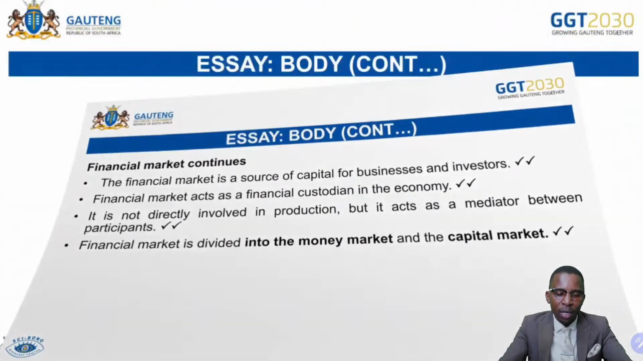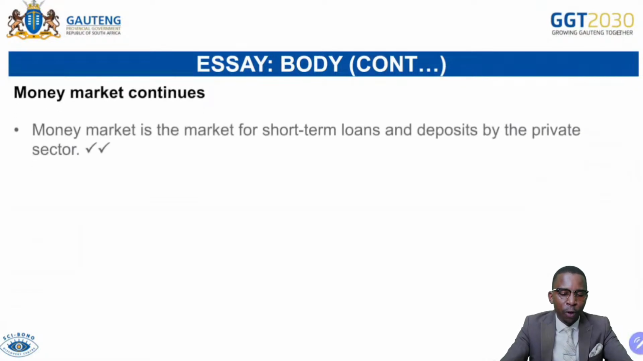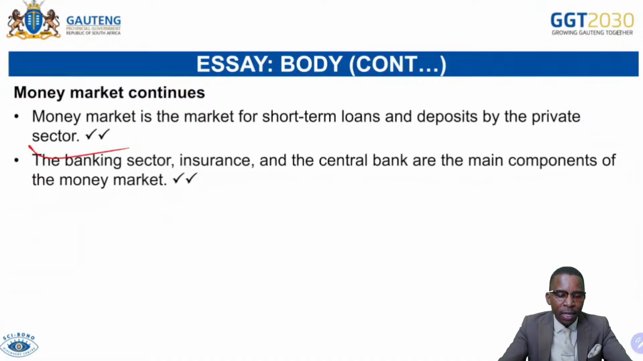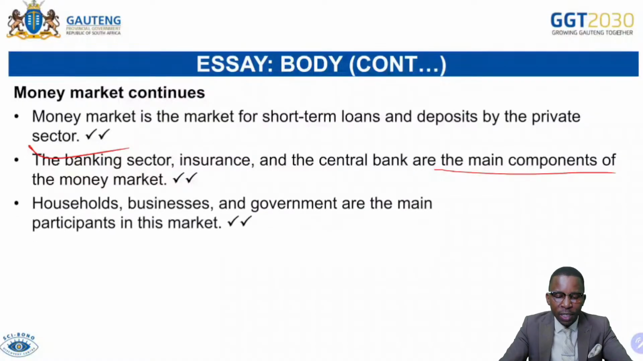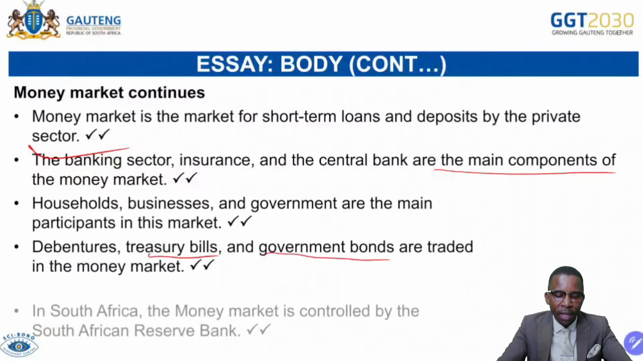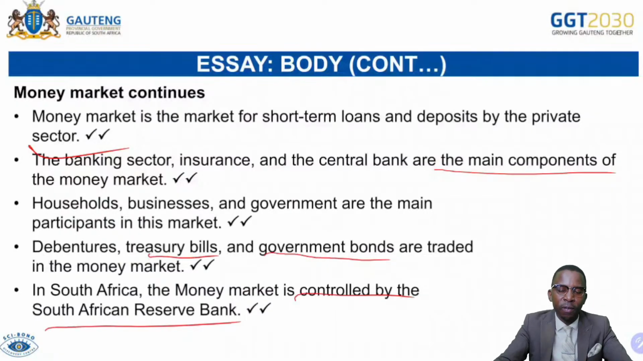Then we go to the money market. Remember, the money market is the market for what we call short-term loans and deposits by the private sector. And then it is controlled. The banking sector, insurance, and the central bank are the main components of the money market. And then household, businesses, and government are the main participants in this market. Debentures, treasury bills, and government bonds are traded in this market. And then in South Africa, money market is controlled by South African Reserve Bank.